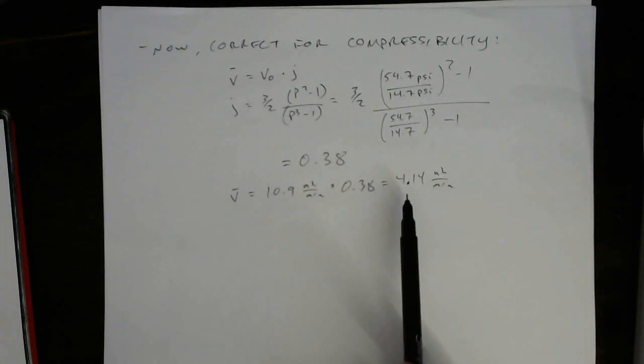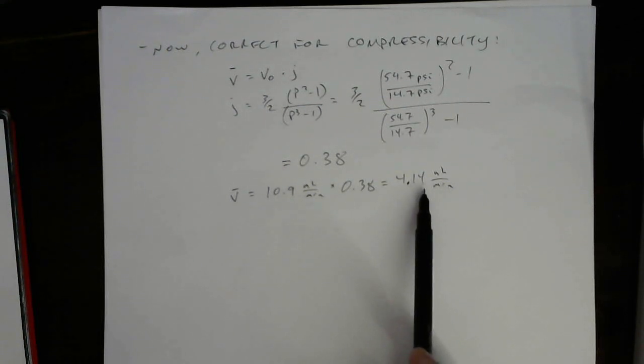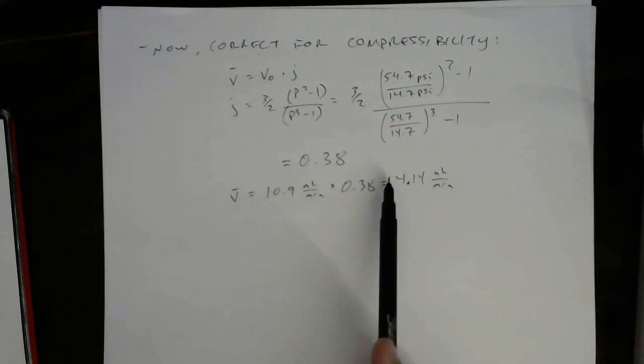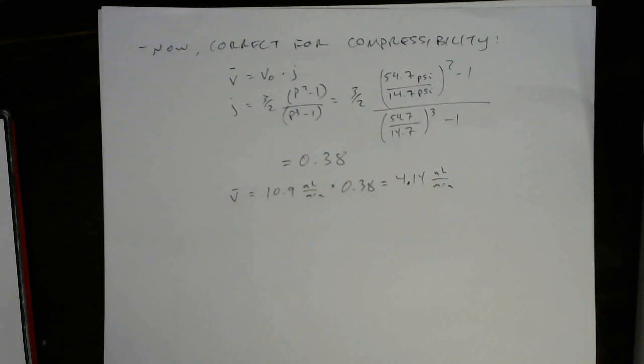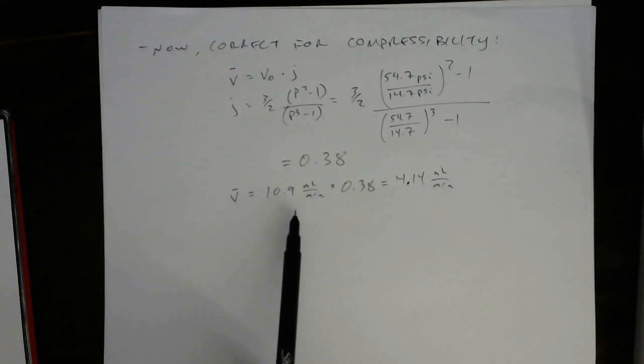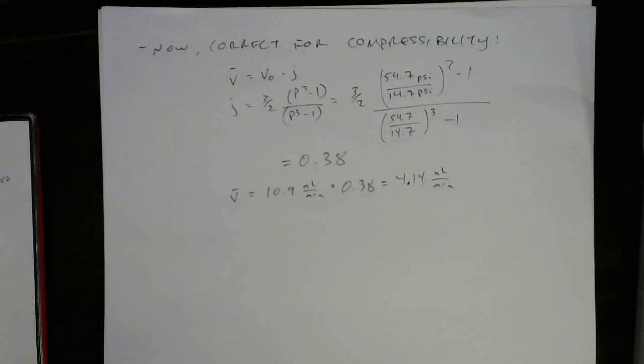We come out with an effective average volumetric flow rate within the column much less than what we measure at the outlet, or even what we measure and correct for temperature at the outlet. And that's because compressibility has this effect of making the volume smaller than it would be at atmospheric pressure.